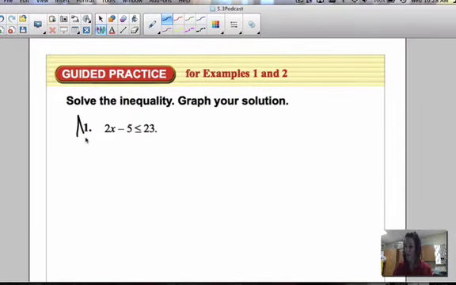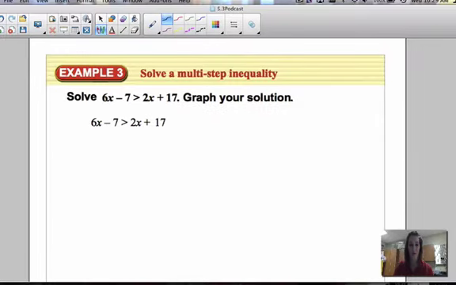All right, go ahead and try this practice problem on your own and make sure you solve it and then graph it. Also, I'd like you to try practice 2 problem, solve, and graph.